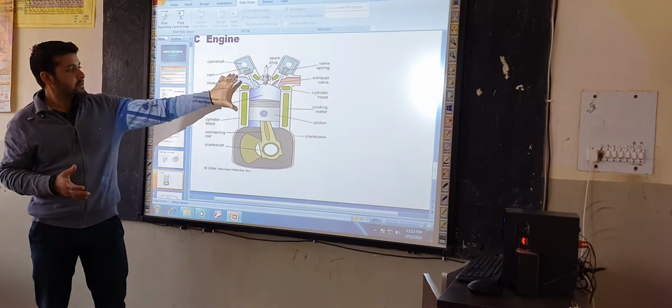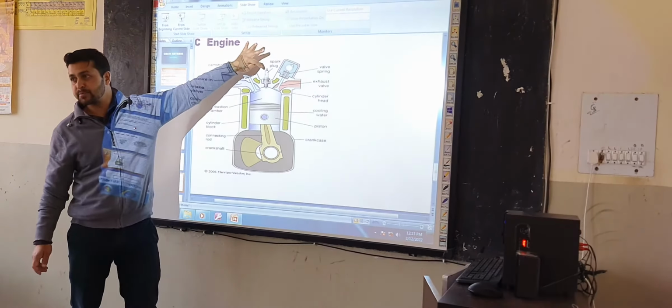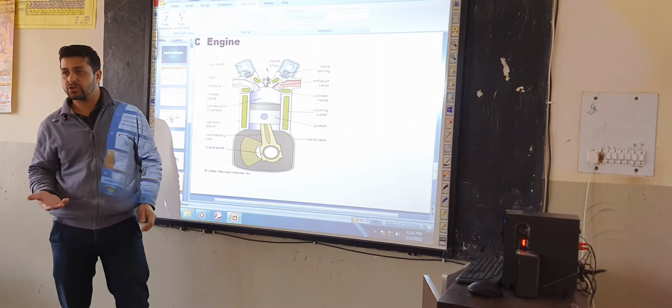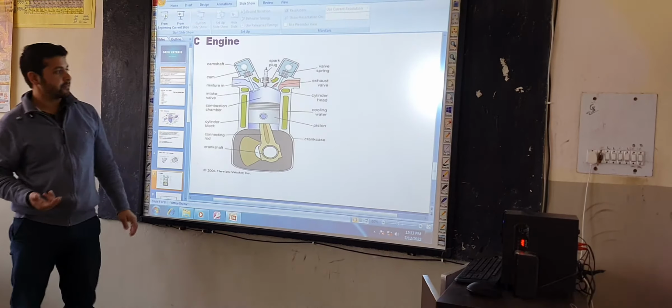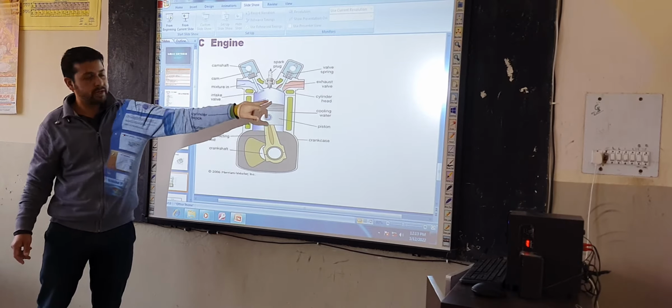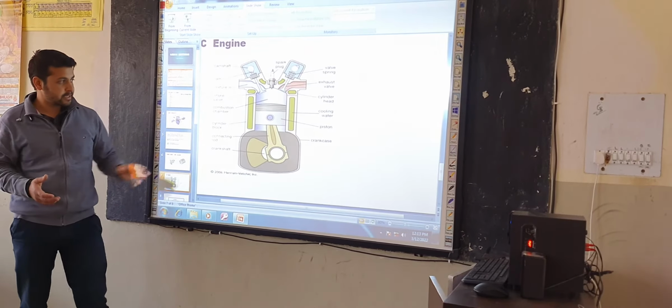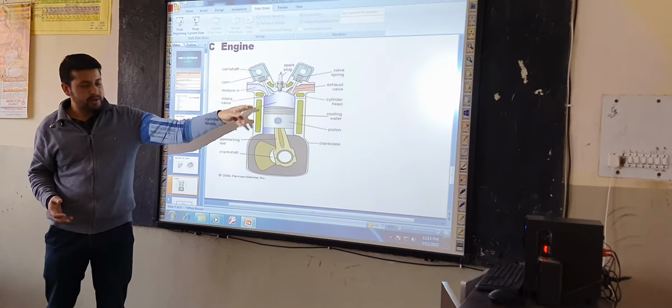Okay, this is a general view of a single cylinder engine. Here you can see the spark plug. Its function is to produce a spark for the combustion of charge inside the engine. Here we can see this is our combustion chamber. The combustion chamber is the portion where combustion of the charge takes place. And this is the cylinder block.